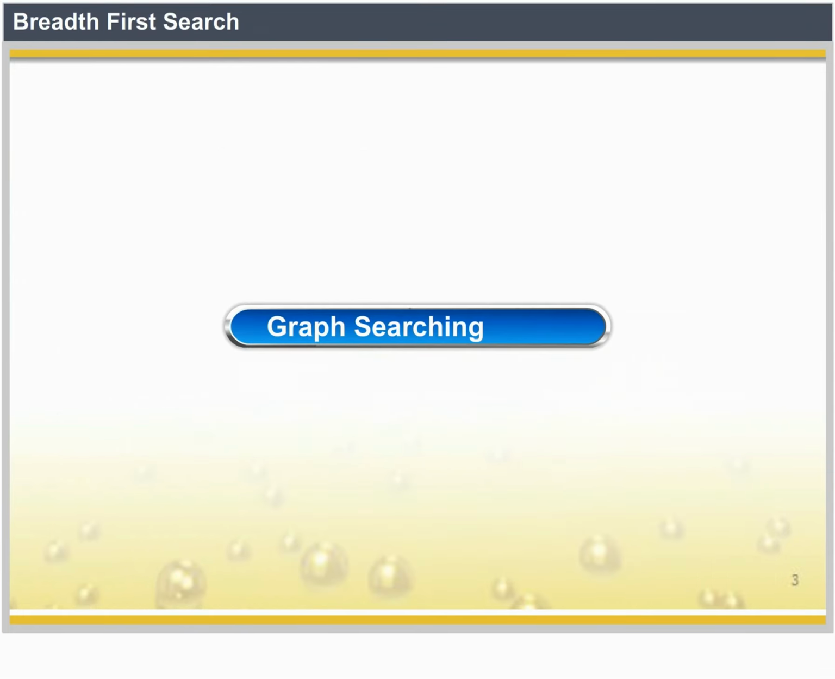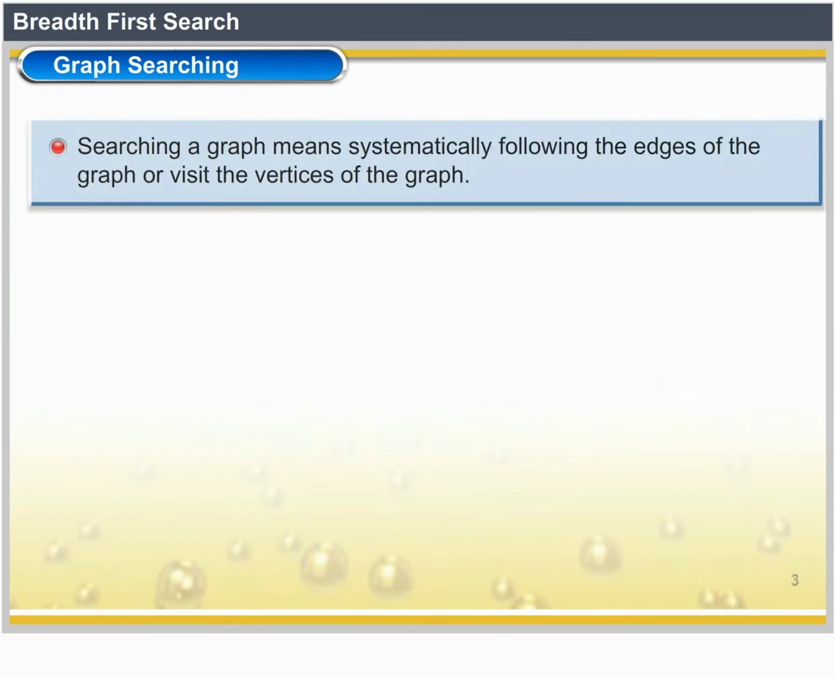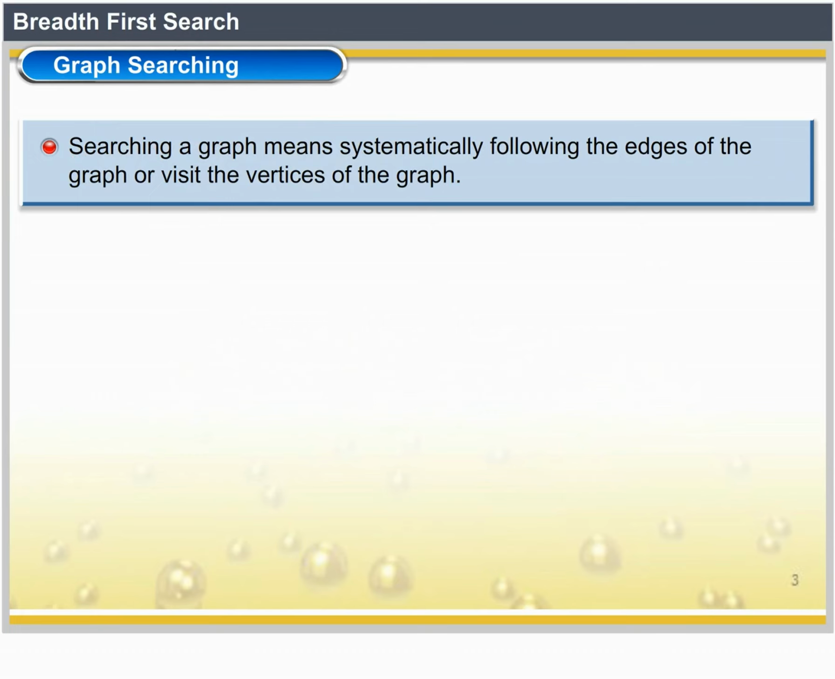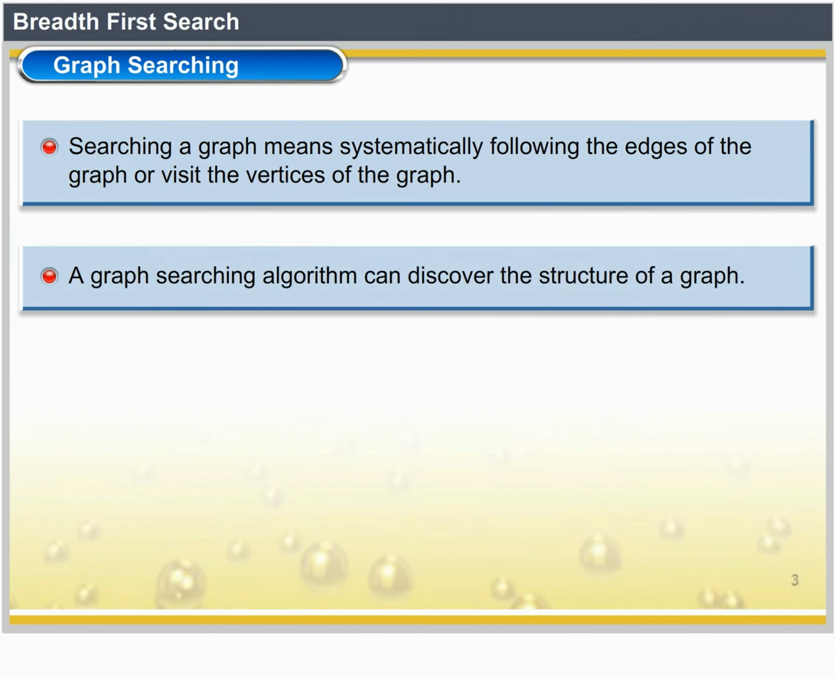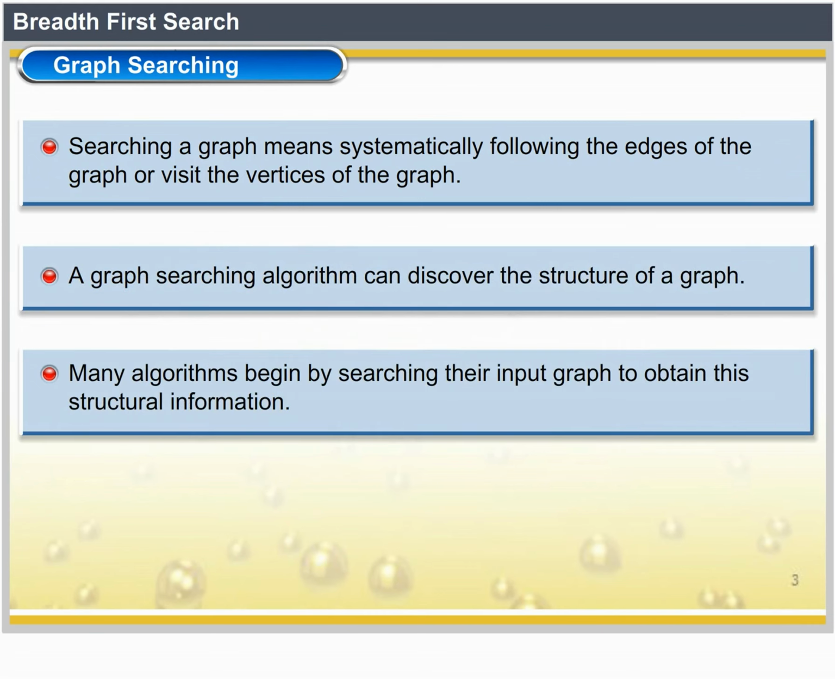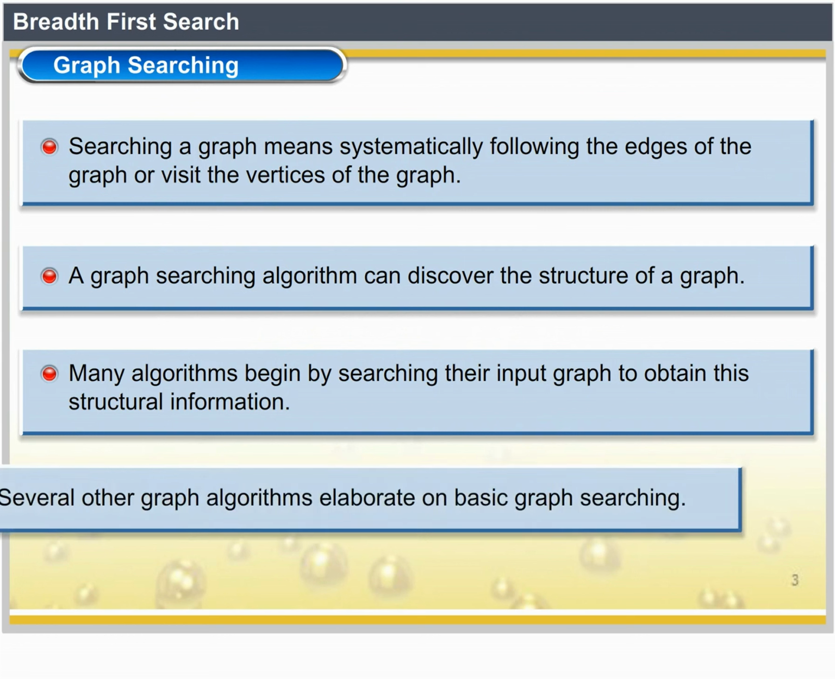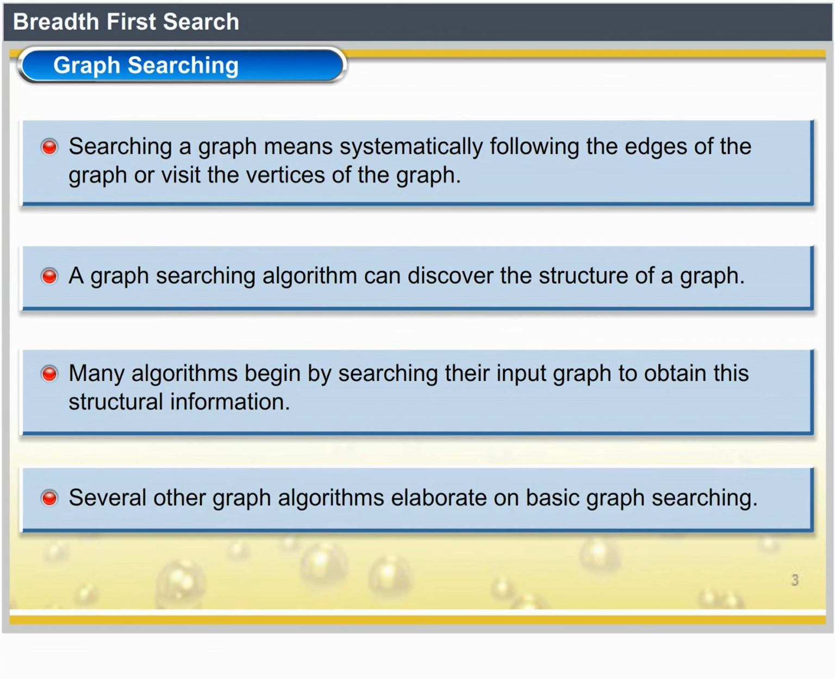Graph searching. Searching a graph means systematically following the edges of the graph to visit the vertices of the graph. A graph searching algorithm can discover the structure of a graph. Many algorithms begin by searching their input graph to obtain this structural information. Several other graph algorithms elaborate on basic graph searching.